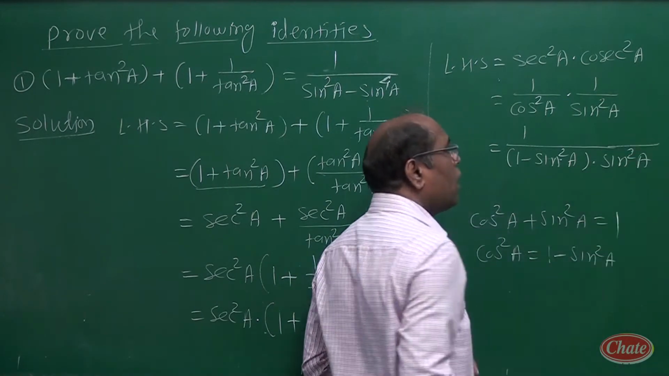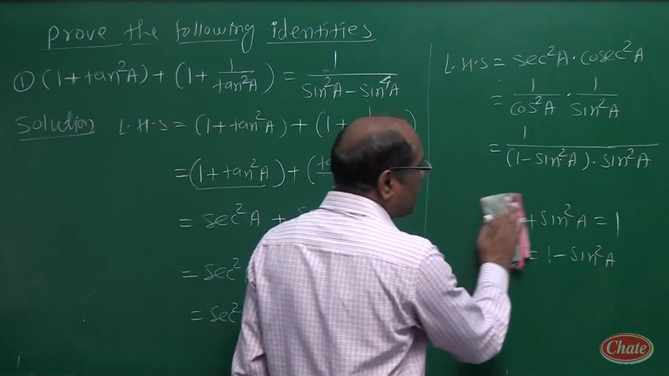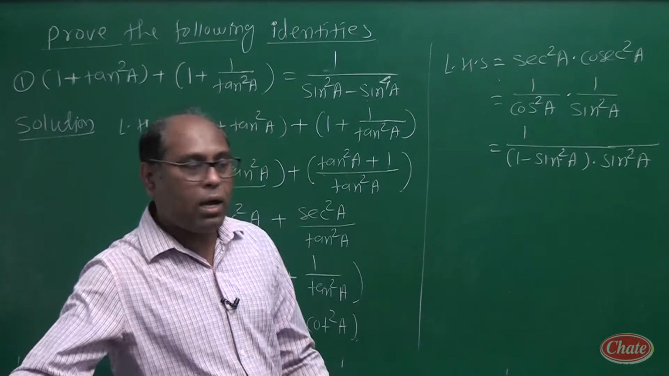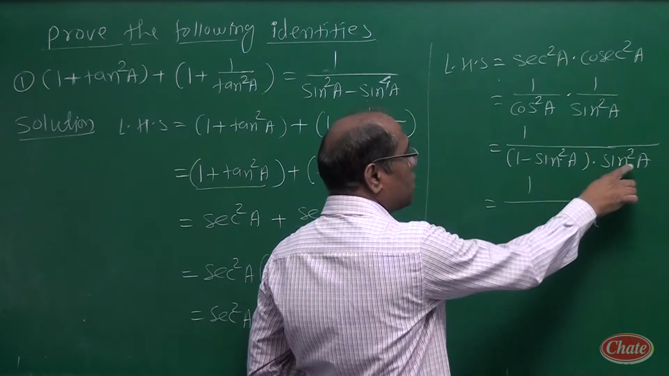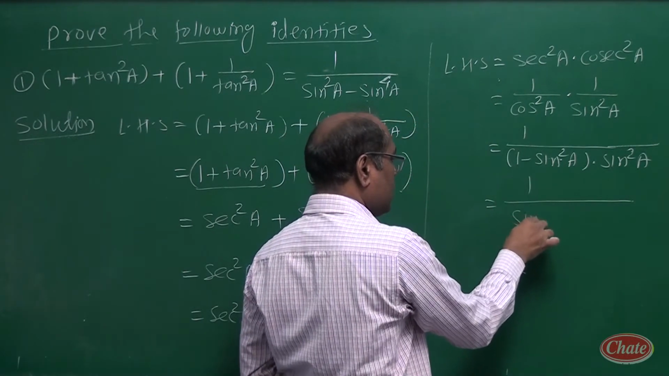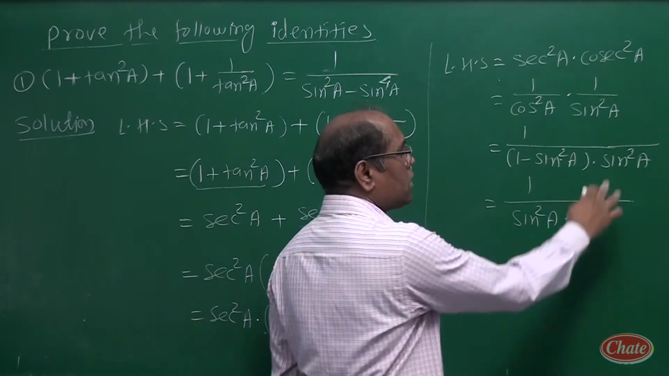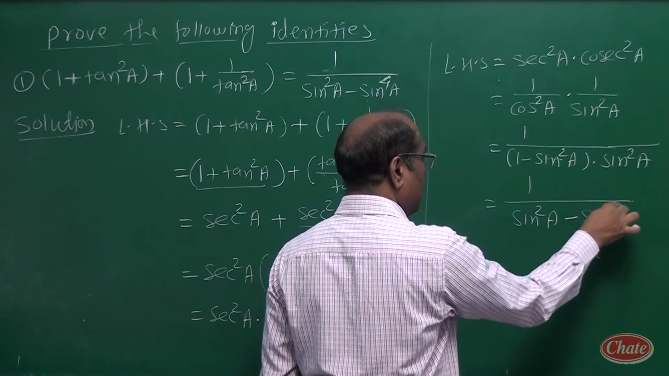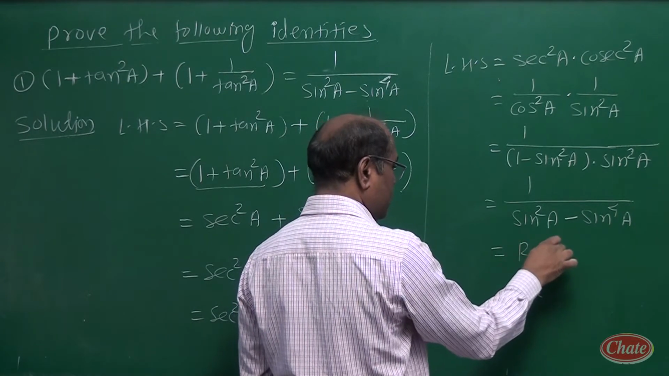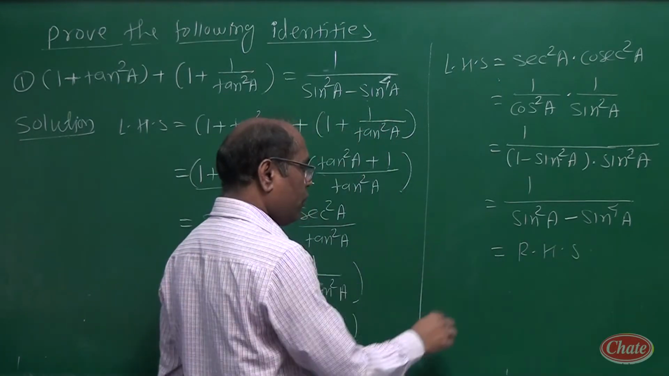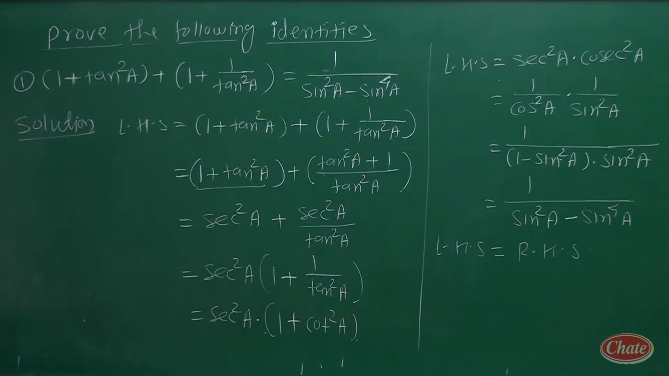Now take the multiplication in the denominator, and open that bracket by multiplying with sin square a. So what we get? 1 divided by sin square a into 1, that is sin square a, minus sin square a into sin square a, that will be sin raised to 4a. So that is nothing but RHS. So therefore LHS is equal to RHS. That is the required proof.